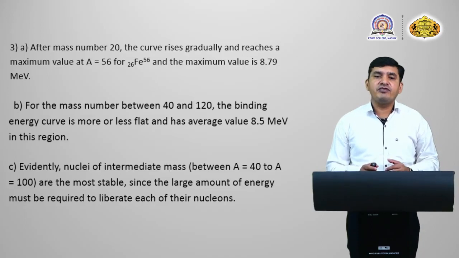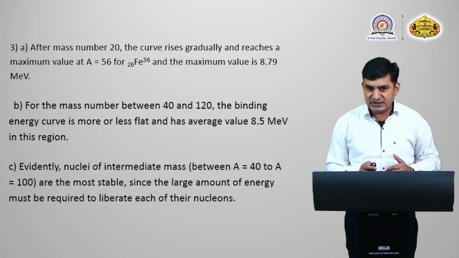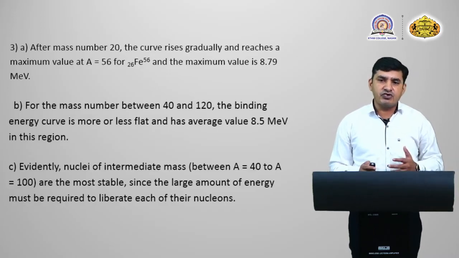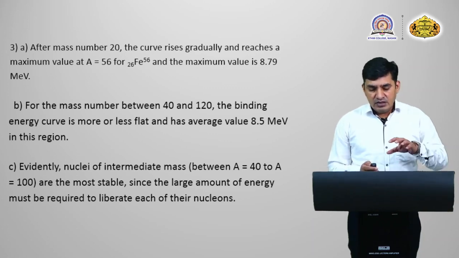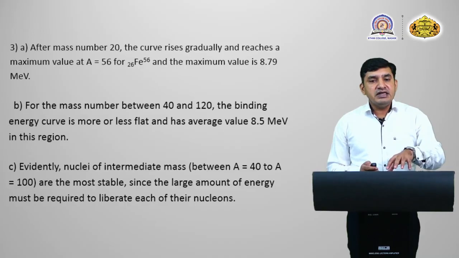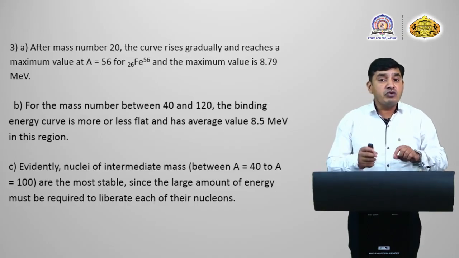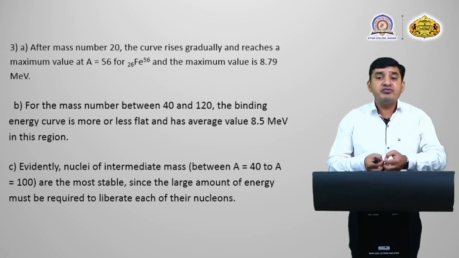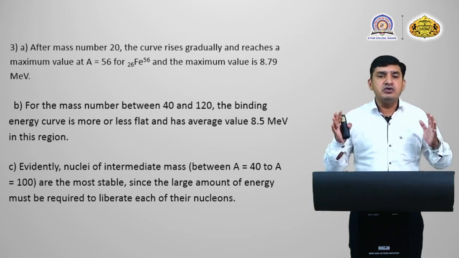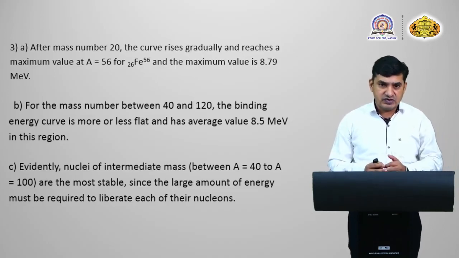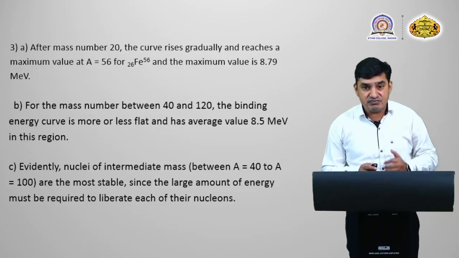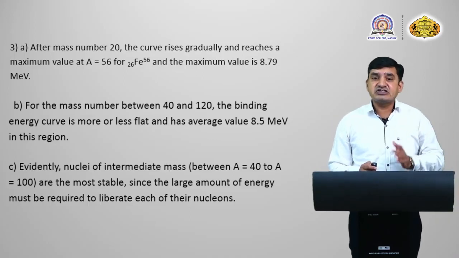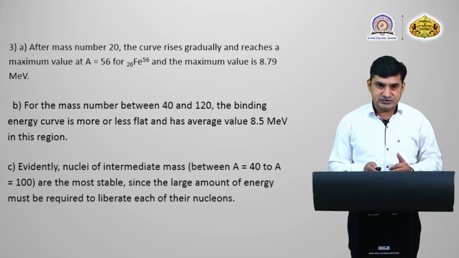Eventually, the nuclei of intermediate mass, that is mass number 40 to 100, are more stable. When the nuclei are more stable, we require large energy to break the nucleons from the nucleus, or to separate the nucleons from the nucleus. So a large amount of energy must be required to liberate each of their nucleons.